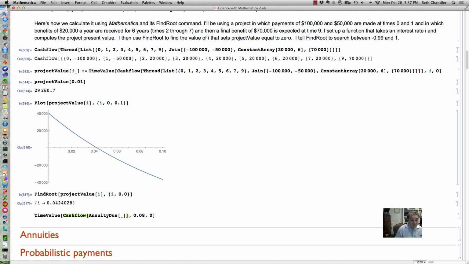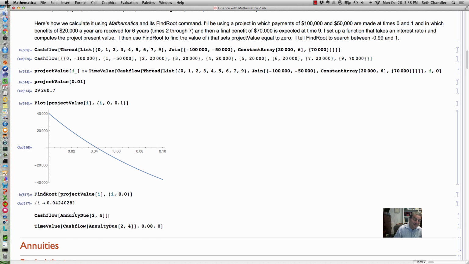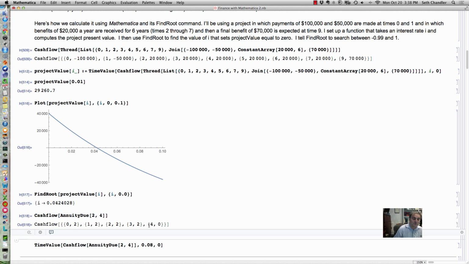Okay, is it this or is it this? 2-4. It's 2-4. It's a little bit confusing because in cash flow time goes first, and in an annuity due it goes this way, right? I would not have designed the function this way, but so we can wrap a cash flow around it. By the way, this is exactly what you should do. You should just check that you got this right. Is this right? Yes, this is 4 payments.